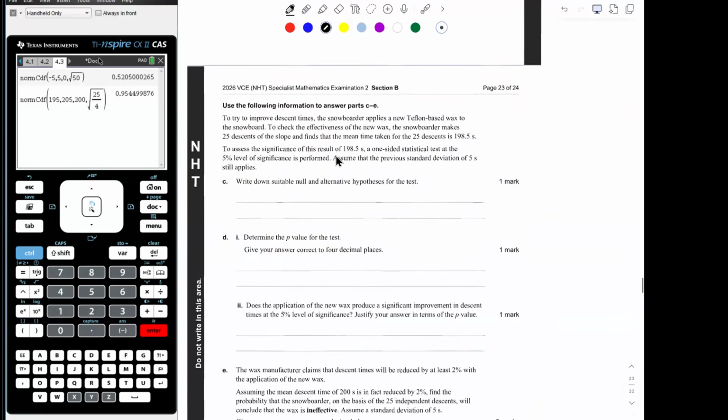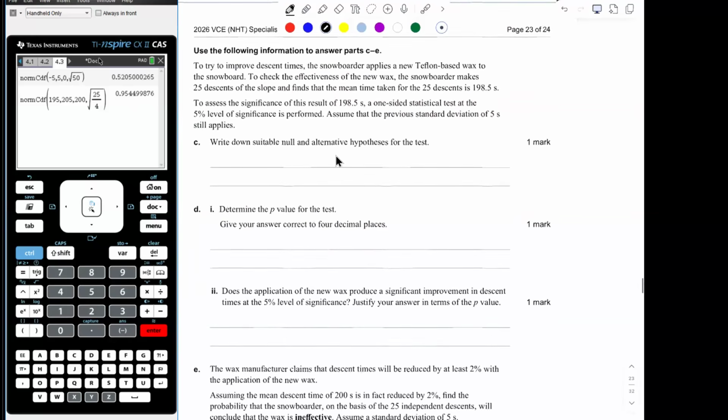Okay. Use the following information to answer part C and part E. To try to improve descent times, the snowboarder applies a new Teflon-based wax to the snowboard. To check the effectiveness of the new wax, the snowboarder makes 25 descents of the slope and finds the mean time taken is 198.5 seconds. To assess the significance of this result, a one-sided test is performed at a 5% level of significance. So assume that a previous standard deviation of 5 seconds still applies.